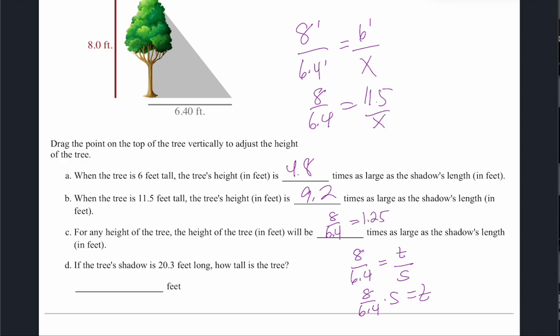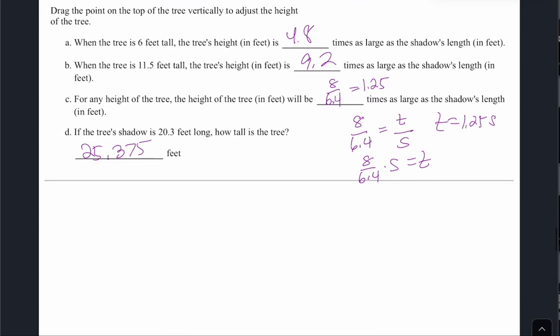So if the tree's shadow is 20.3 feet long, how tall is the tree? The tree is always 1.25 times the shadow. We got a formula now. The tree is 1.25 times the shadow. So if the shadow is 20.3, just take 20.3 times 1.25, and we get 25.375. So that is example number 12.